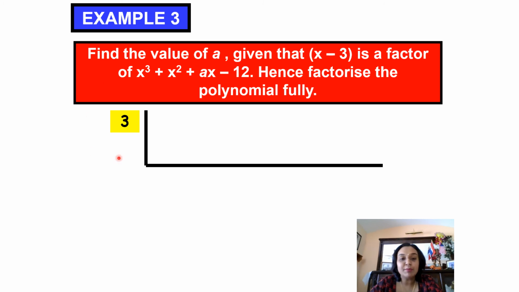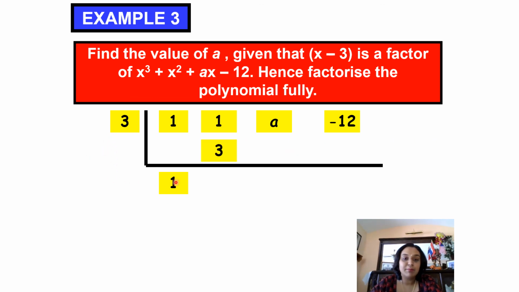So now we're going to find the remainder in terms of a and solve it by equating the remainder to 0. In this case, 1 came from the coefficients of x cubed and x squared, a is the coefficient of x, and minus 12 is the constant, divided by 3, because 3 is a factor. The remainder has to be 0, because this is a factor of the polynomial. So we perform the synthetic division as usual, using the loom diagram.